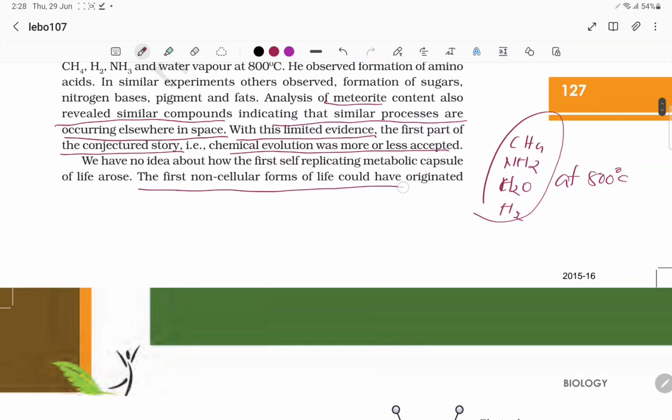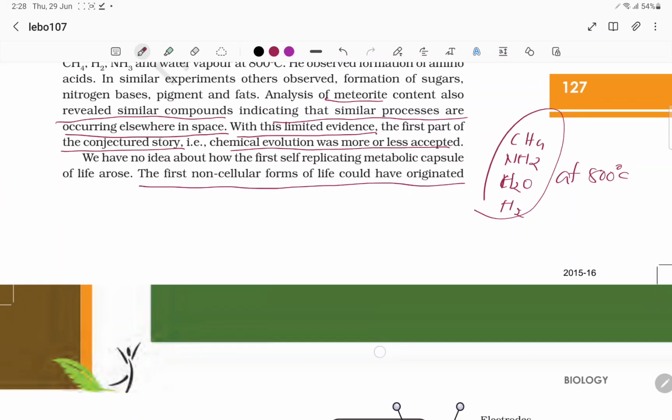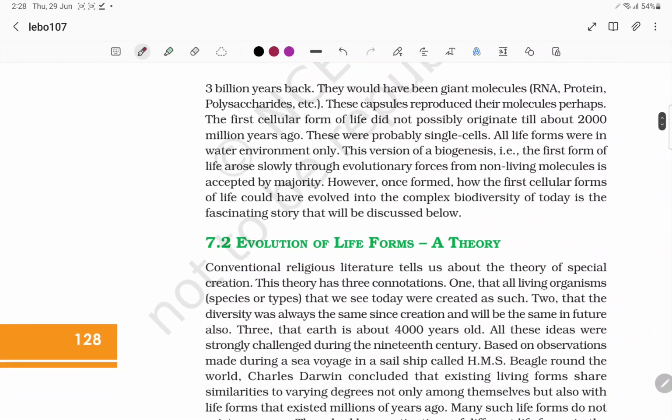The first non-cellular forms of life originated 3 billion years ago. They would have been giant molecules like RNA, protein, polysaccharides, etc. So these capsules produced their molecules. Perhaps the first cellular life form originated about 2 billion years ago. There were probably single cells.